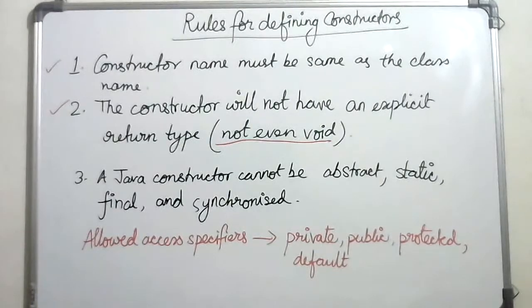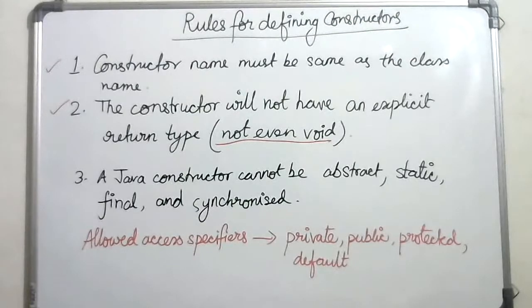Remember these rules. The first rule is that the constructor must have the same name as the class name. The second rule is that the constructor will never have a return type, not even void. The first and second rules are the most important. The third rule is not so much. Rather, the third one, you normally do not use access specifiers while declaring constructors. Depending on the scope of your syllabus, you would not be using any access specifiers.